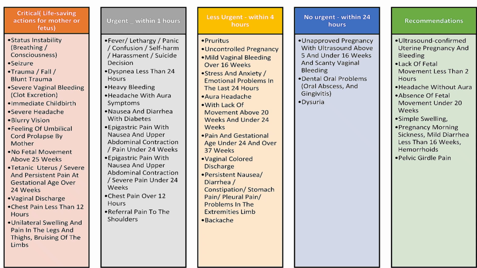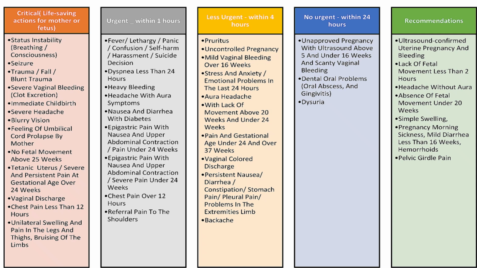Urgent within 1 hour. Here fever, lethargic, panic, confusion, self-harm, harassment, suicide decisions, dyspnea less than 24 hours, heavy bleeding, headache with aura symptoms, nausea and diarrhea with diabetes, epigastric pain with nausea and upper abdominal contractions or pain under 24 weeks, epigastric pain with nausea and upper abdominal contractions and severe pain under 24 weeks, chest pain over 12 hours, referral pain to the shoulders.